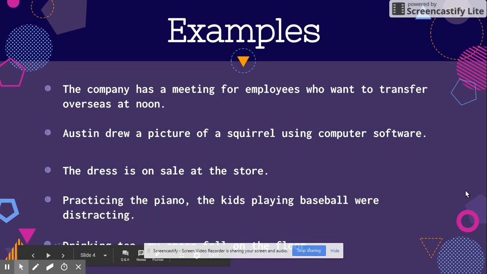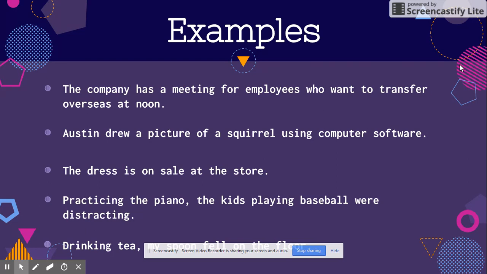Okay, a few more examples. The company has a meeting for employees who want to transfer overseas at noon. So what this sentence says to me is that the employees are going to do the transfer. They're going to transfer overseas at noon. That's when the transfer is happening. But what the sentence is intended to say is the company has a meeting at noon for employees who want to transfer overseas. So that's how you would fix it. You would move at noon to when the meeting is to fix the sentence.